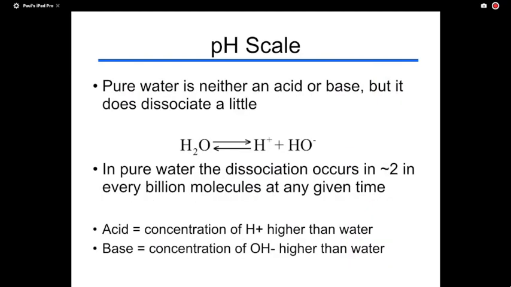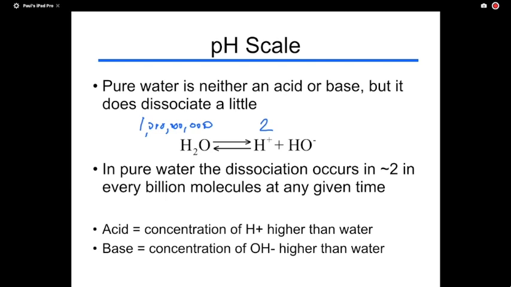Now, pure water is neither an acid nor a base, but it can dissociate. It can dissociate into an H plus and an OH minus at the same time. But the reaction goes back, an H plus and an OH minus makes H2O, water. Now, what the distribution is, it's like this: for every 2 of these, you get 1 billion of those. So in the equilibrium, it lies way over on one side, and there's almost no protons and hydroxides running around in water.